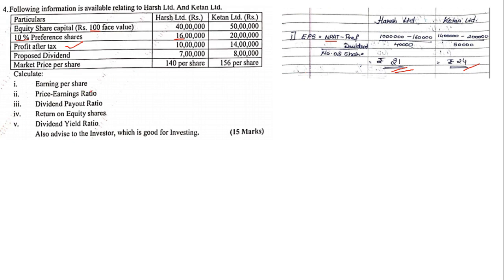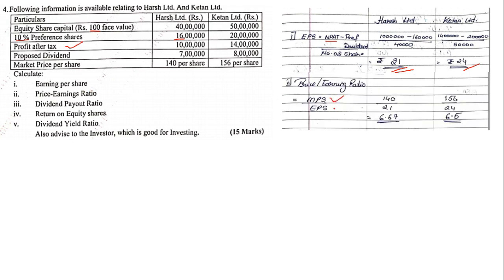Okay, next was the price earning ratio. The formula is market price upon earning per share. Market price is 140 and 156, and earning per share we just now found. So 140 upon 21, 156 upon 24, we got it as 6.67 and 6.5.